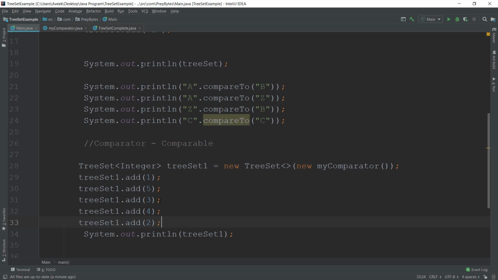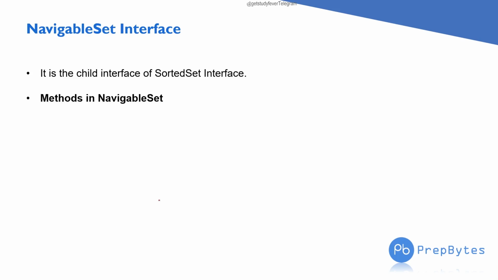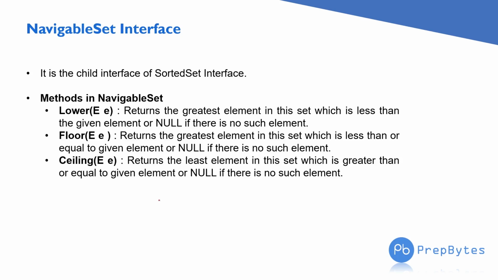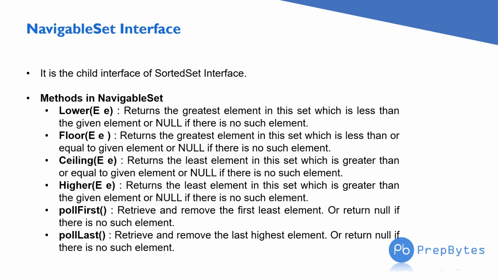Okay, so the next topic is navigable set. Navigable set is an interface. It is a child interface of sorted set, and the tree set implementation class implements both the navigable set methods and the sorted set methods. Now the methods in navigable set are, first one is lower, which returns the greatest element in the set which is less than the given element, or null if there is no such element. Okay, now we have many of these methods, that is lower, floor, ceiling, higher, pollFirst and pollLast.